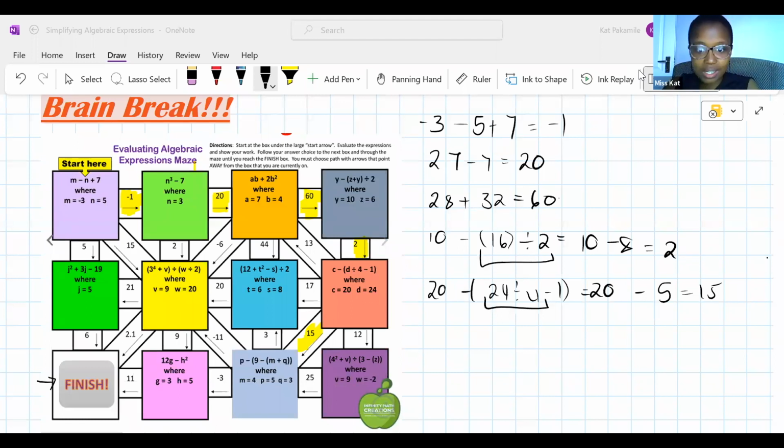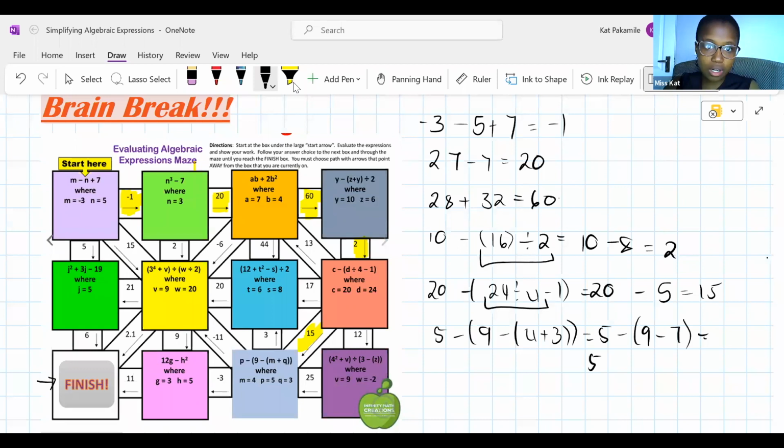5 minus 9 minus, what's M? M is 4 plus Q, which is 3. So this is going to be 5 minus 9 minus 4 plus 3, 7, which is 5 minus 9 minus 7 is 2, which is 3. Beautiful. I like the fastest fingers. We're going up, we're going up, we're going up. Fastest fingers for the blue block. If you're getting these correct, you should be very proud of yourself. You're following BODMAS. That's what's important.